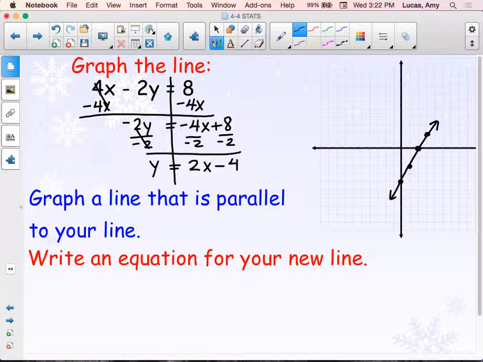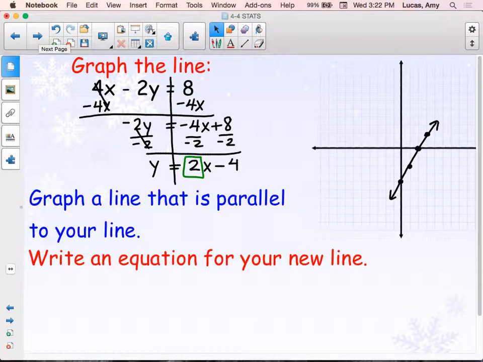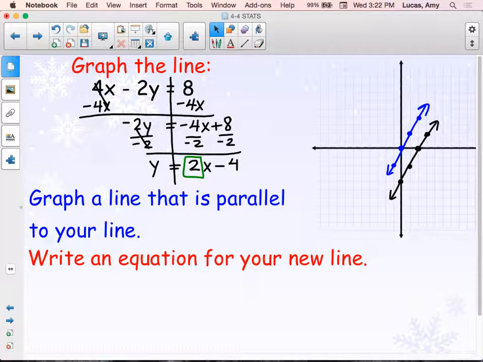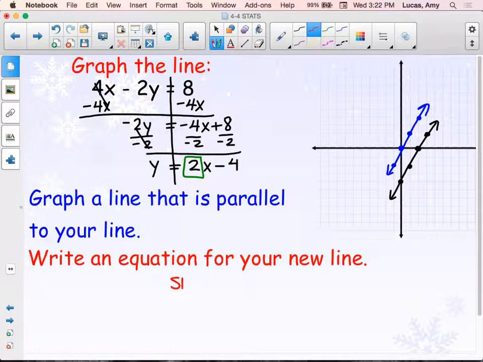Okay, so now this time my slope is 2. So I need to graph a line parallel to this line. So I think I'll just start right here and use my same slope of 2. Here's my parallel line. My line has a slope of 2, and it has a y-intercept of 0. So y equals 2x. And that's it. Because I don't have to write the plus 0.